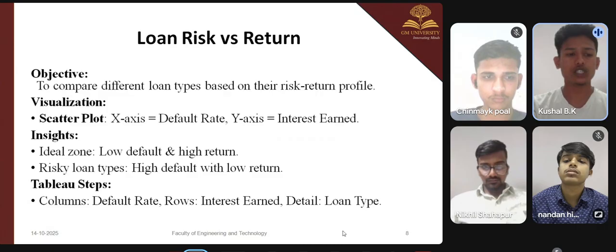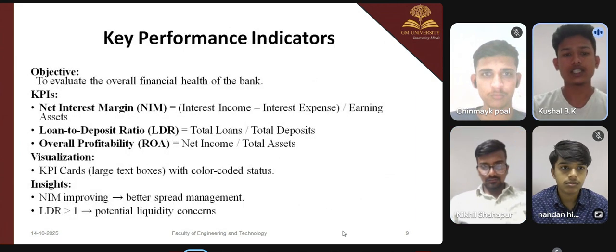And the Tableau setup is: columns, we have taken default rate, and rows, we have taken interest earned in detail by loan type. In the next slide we look at the key performance indicators.